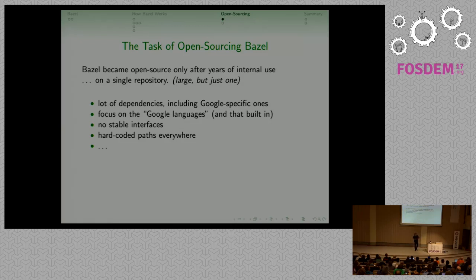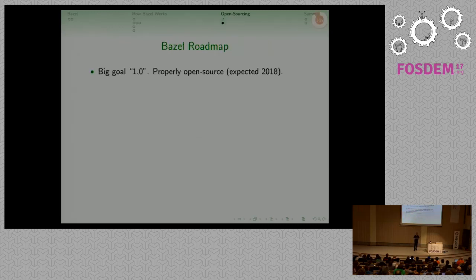That's why the process of open sourcing is still in parts going on, even so what is open source is a useful tool in its own right. And that brings me to the roadmap, where Bazel is trying to move to. The big goal is Bazel 1.0, and I think on our roadmap we currently say we want to be there sometime next year, hopefully.